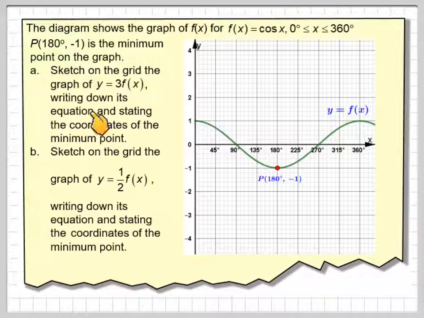A: Sketch on the grid the graph of y equals 3f(x), writing down its equation and stating the coordinates of the minimum point. B: Sketch on the grid the graph of y equals a half f(x), writing down its equation and stating the coordinates of the minimum point.